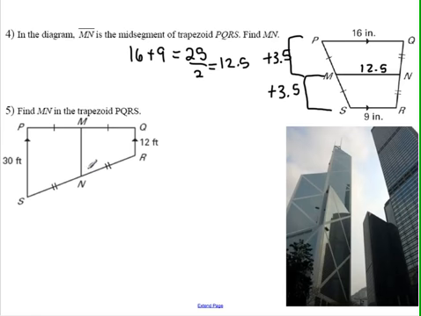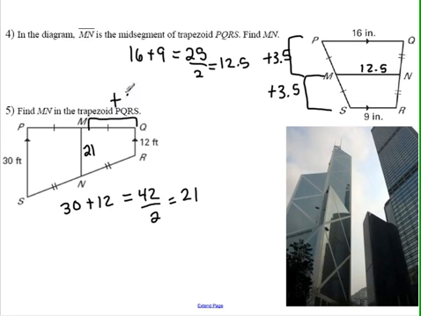Over here, if I know that one base is 30 and the other base is 12, I would have the average be 42 divided by 2, which would be 21. So this base is 21. To get from 12 to 21, I'm basically adding 9. To get from 21 up to 30, I'm also adding 9.